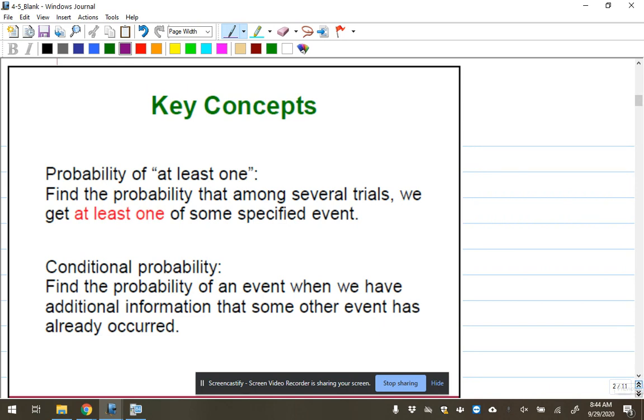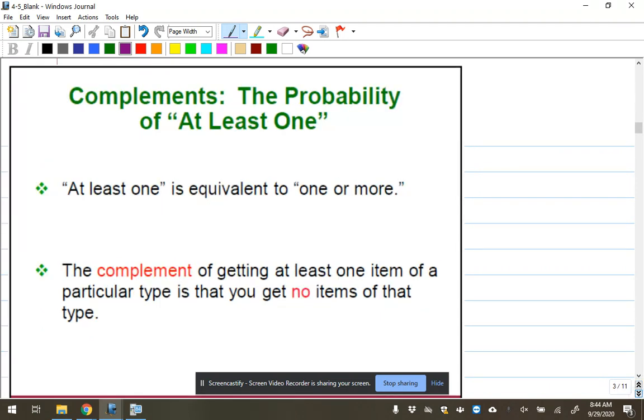All right, so at least one and conditional probability, those are the things we're going to look at. So complements is the first thing. So that's complements, not like "I like your shirt." Complements more like in the terms of geometry, the other side of the coin. Like complement in angles were 90 degrees. So if I asked you what's the complement of an angle that's 30 degrees, you tell me it's 60 degrees. Okay, so it's the other part.